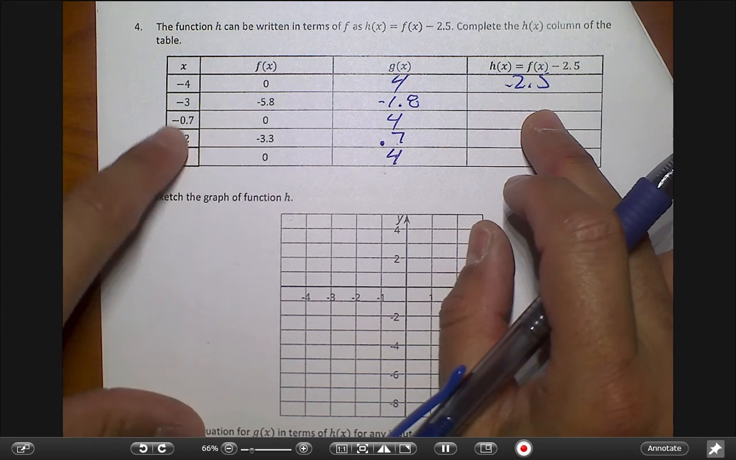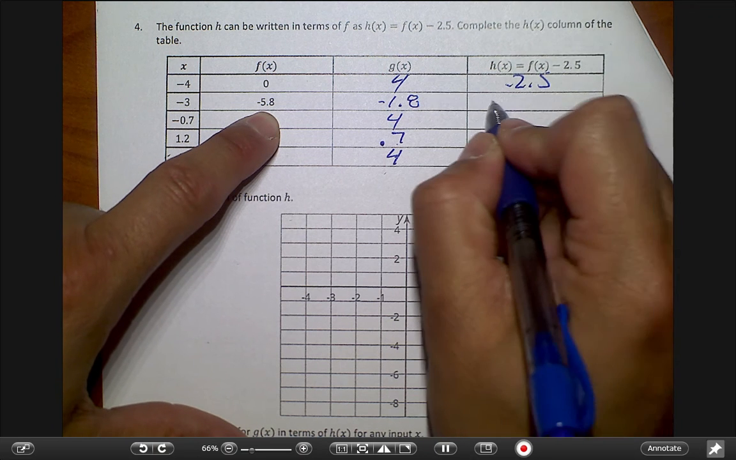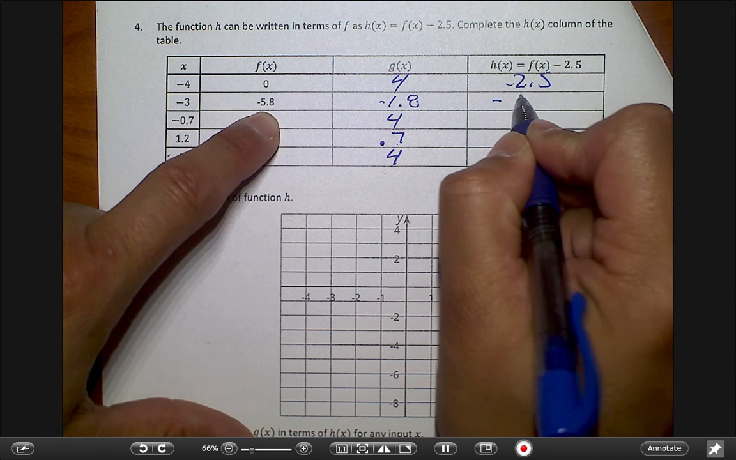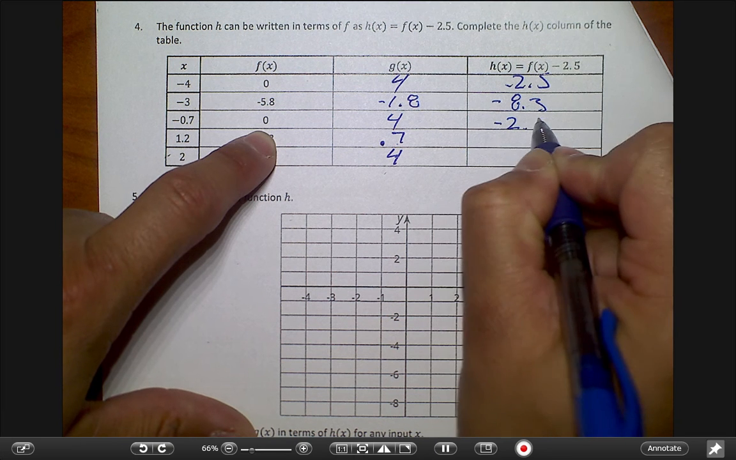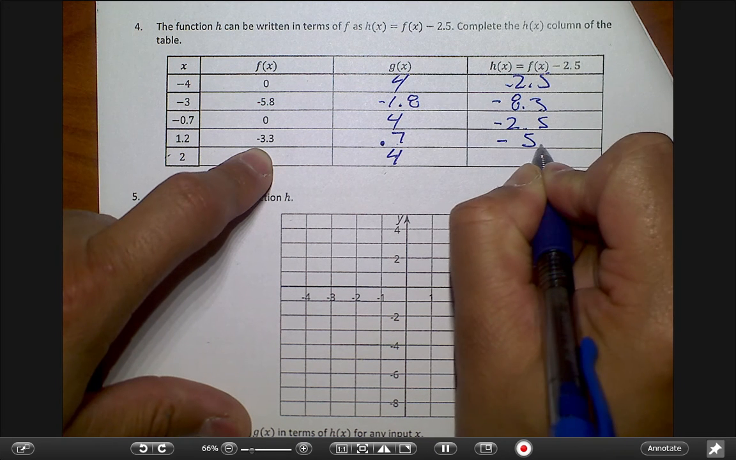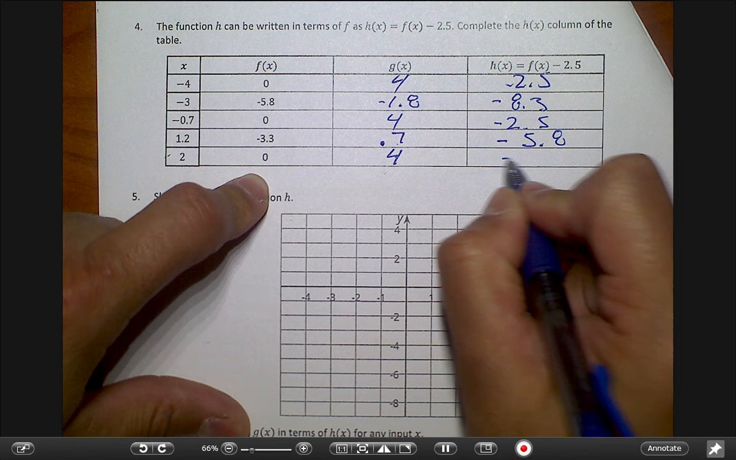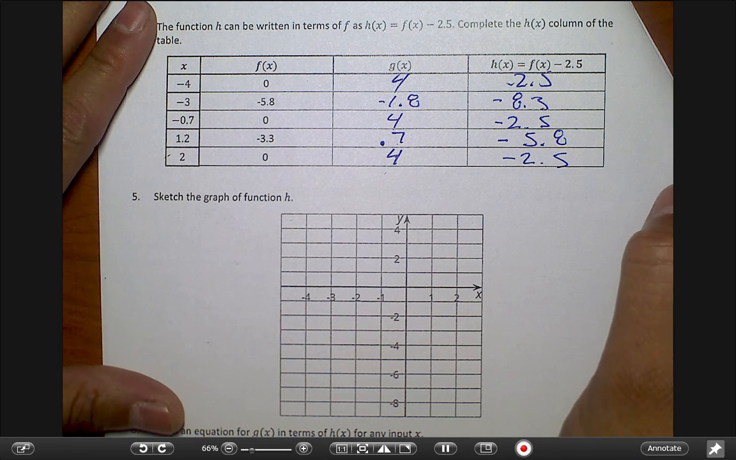Okay, let's see. So minus 2.5, so this one's going to be negative 8.3. Next one's going to be negative 2.5. Next one is going to be negative 5.8. Last one's negative 2.5. So let's go ahead and put our dots on here.